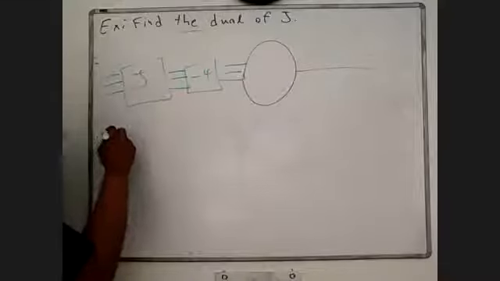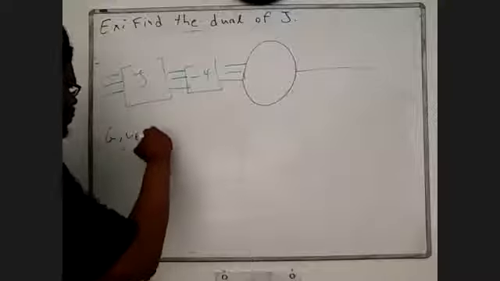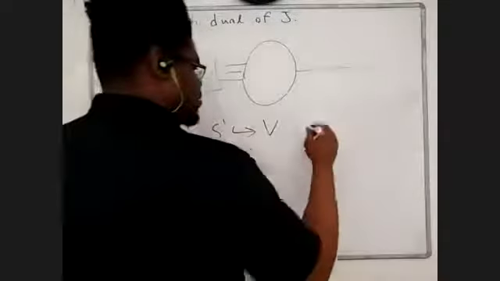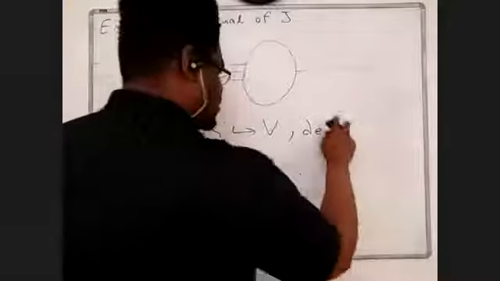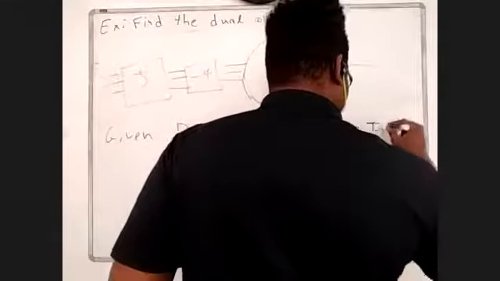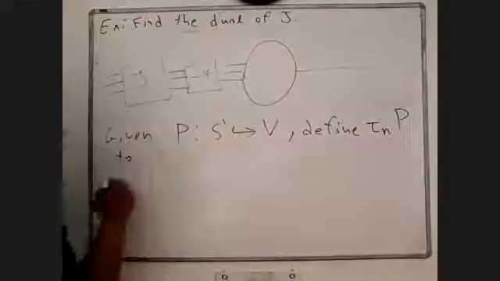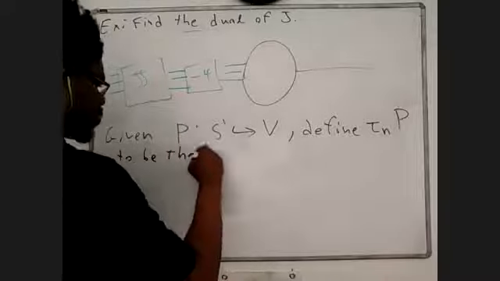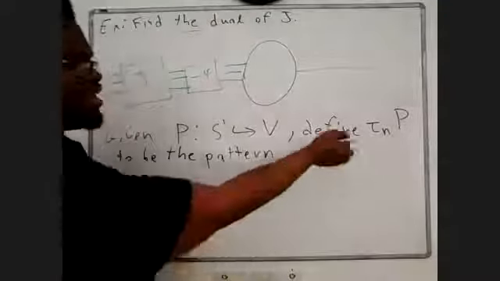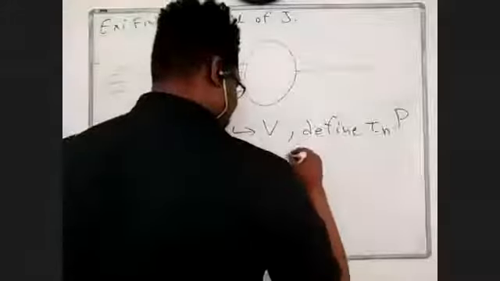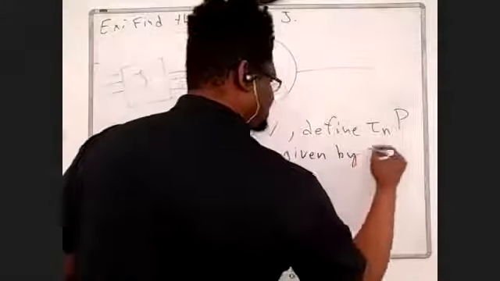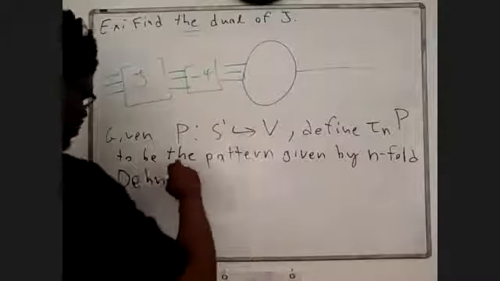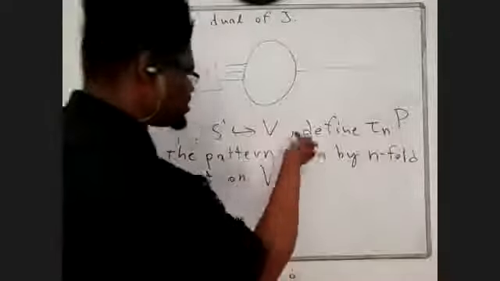So if I'm given a pattern P, which remember is embedding into the solid torus, we're just going to define tau n of P, which is just going to be the pattern obtained by doing n many Dehn twists, right? On a solid torus.